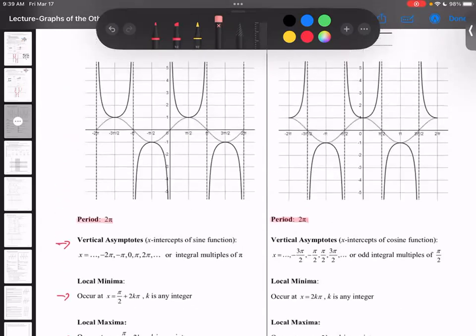For secant, it's a similar thing. It's just shifted by pi half units. So the vertical asymptotes, instead of starting at 0, are going to start from pi half, right? 3 pi half, 5 pi half, 7 pi half, etc. Odd multiples of pi half.